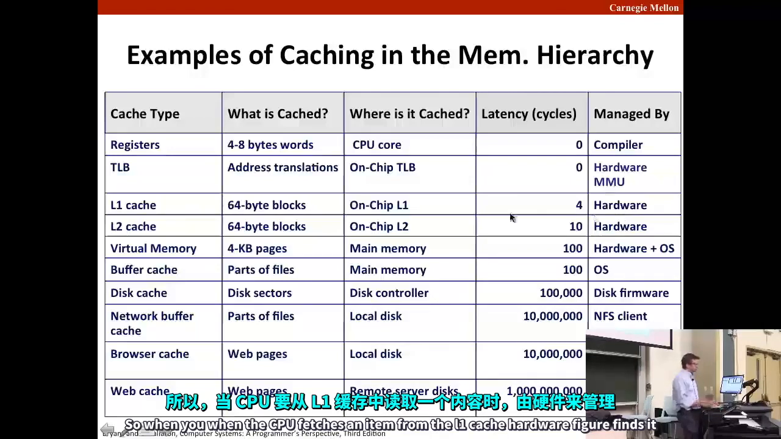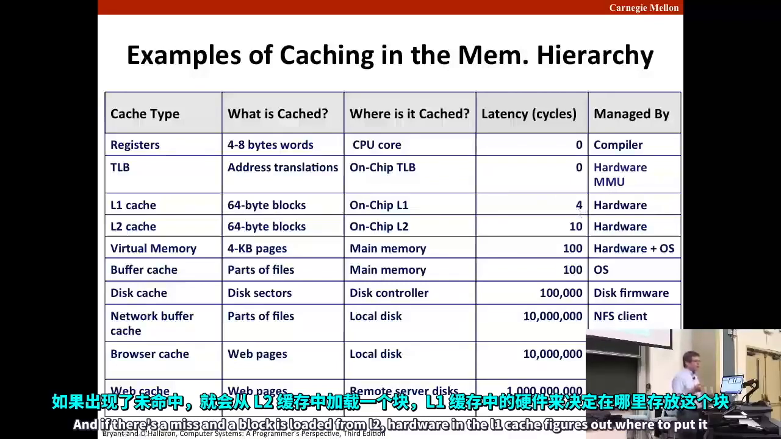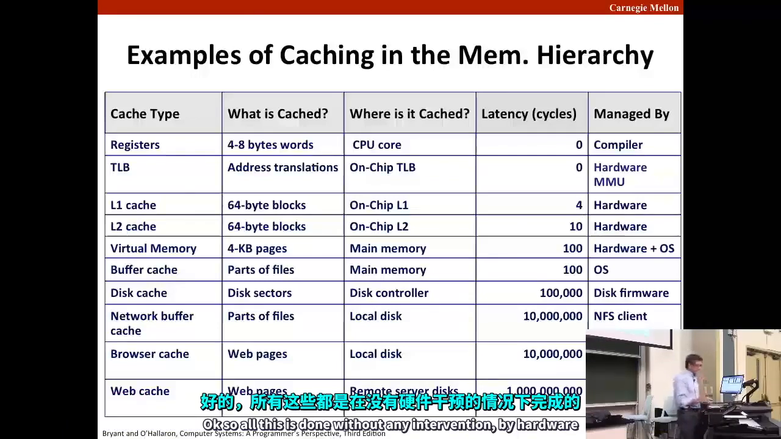When the CPU fetches an item from the L1 cache, hardware finds it, and if there's a miss and a block is loaded from L2, hardware in the L1 cache figures out where to put it. So all this is done without any intervention by software.